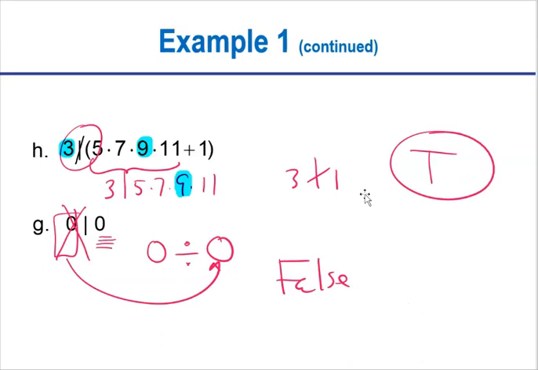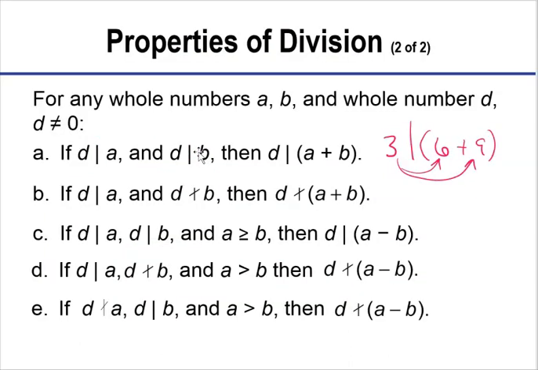Is that it? Look at that example again that I've got highlighted. 3 did divide this part, but did not divide this part. And if it doesn't divide both of them, then it doesn't divide the sum. Okay? And you'll have some homework problems where you have to deal with that.